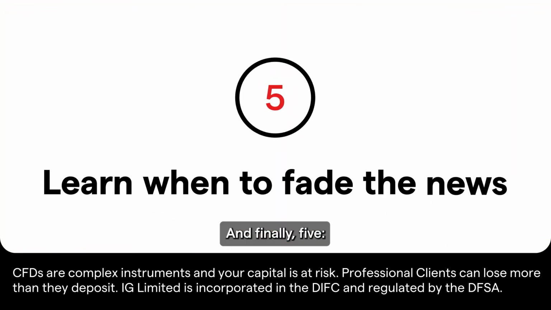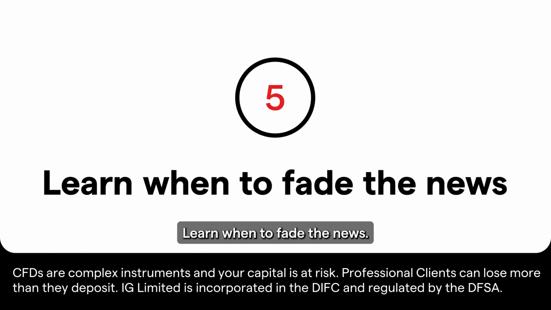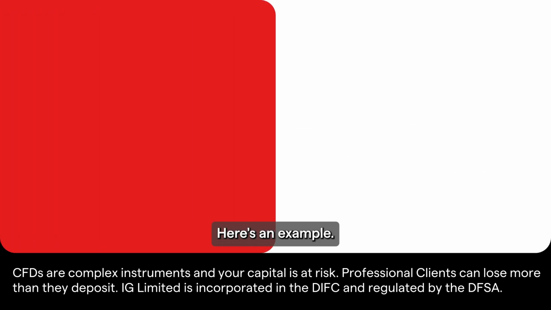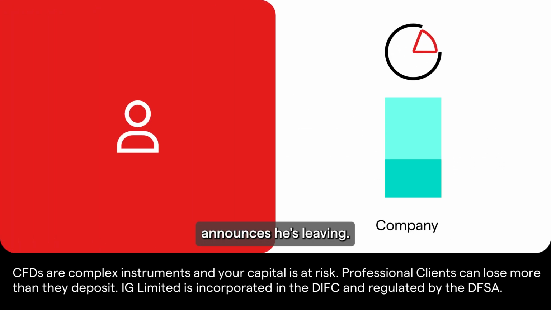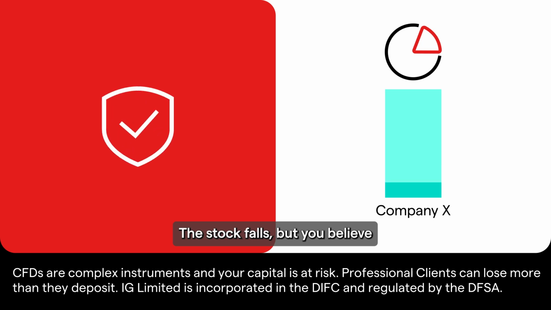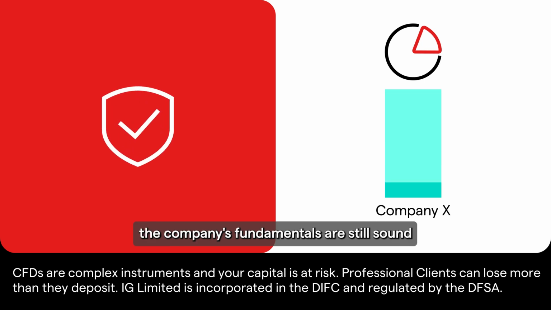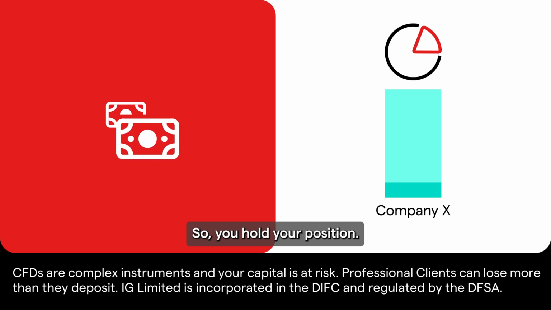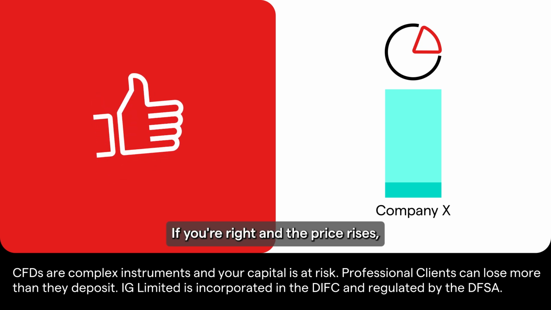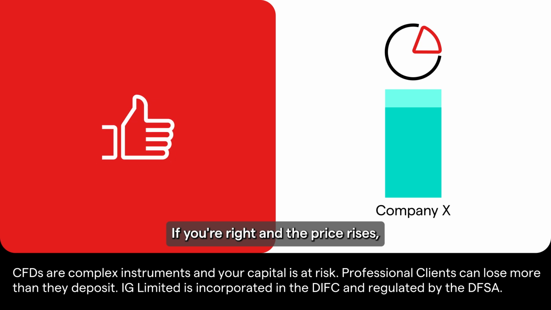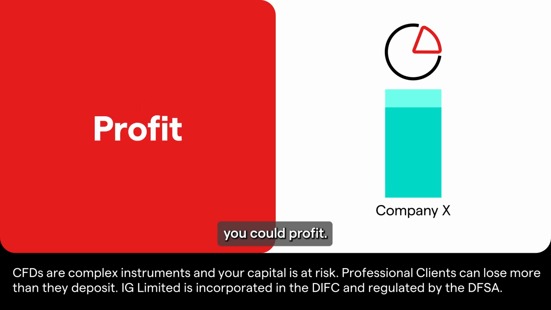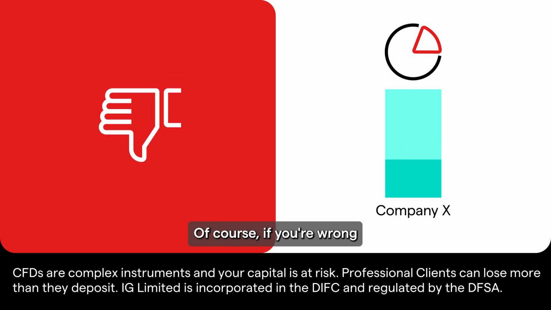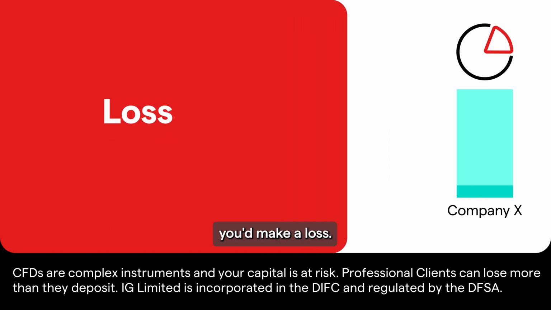And finally 5. Learn when to fade the news. Here's an example. The CEO of Company X announces he's leaving. The stock falls, but you believe the company's fundamentals are still sound, and the market is overreacting. So you hold your position. If you're right, and the price rises, you could profit. Of course, if you're wrong, and the price continues to drop, you'd make a loss.